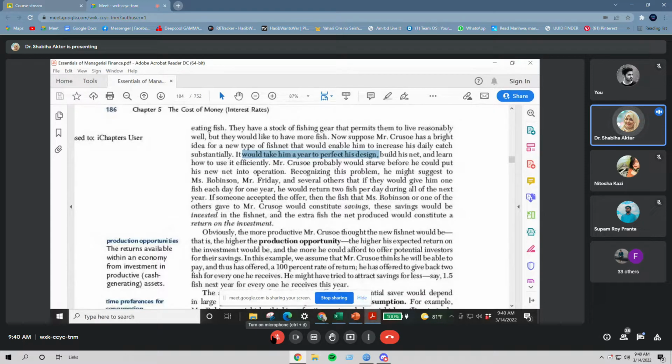রাইট? সো এইটা যারা একটা করে ফিস দিতে চাচ্ছে এই ইয়ারে, সেটা কিন্তু তাদের সেভিংস, অ্যান্ড দিস সেভিংস উড বি ইনভেস্টেড ইন দিস ফিশ নেট। তারা এই সেভিংসটা এই ফিশ নেটে ইনভেস্ট করছেন, এবং দ্য এক্সট্রা ফিশ দ্য নেট প্রডিউসড উড কনস্টিটিউট এ রিটার্ন অন দ্য ইনভেস্টমেন্ট, রাইট? সো যারা নেক্সট ইয়ারে যখন 2টা করে ফিশ পাবেন, সেকেন্ড ফিশটা, আই মিন সেকেন্ড যে ফিশটা তারা পাচ্ছেন, সেটা তাদের এই ইনভেস্টমেন্টের কিন্তু রিটার্ন। আপনারা কি এতটুকু বুঝতে পেরেছেন?